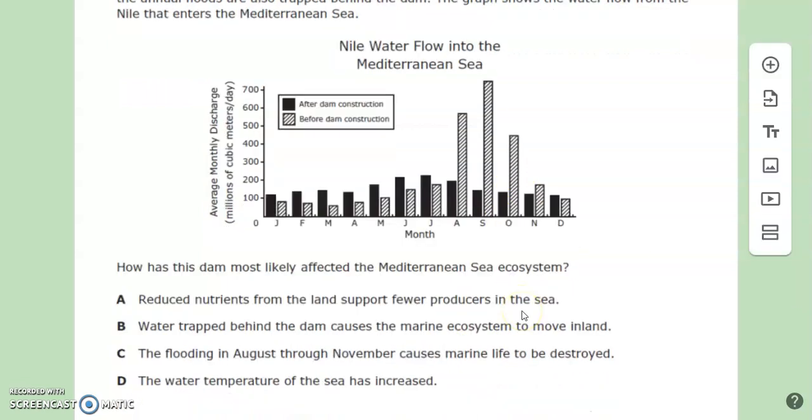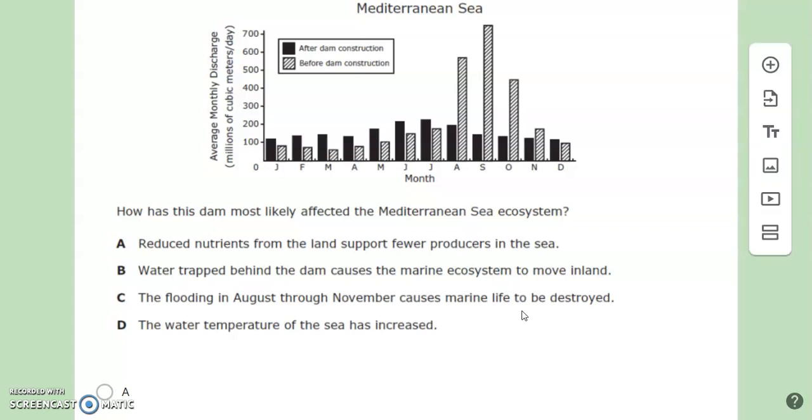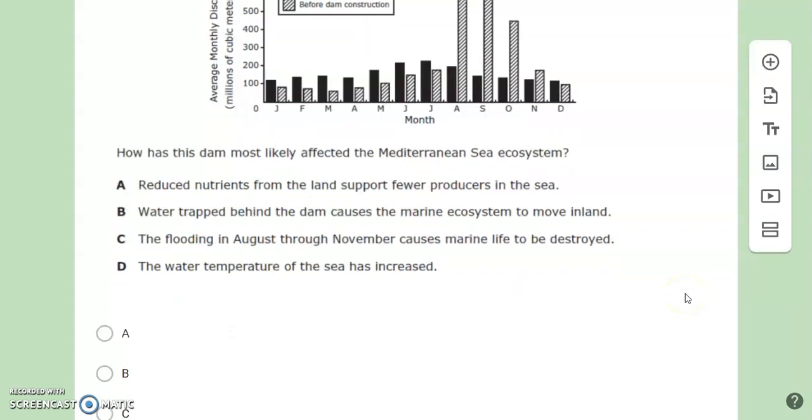So what effect has this most likely had on the Mediterranean Sea? Remember, less water carrying nutrients from the soil and the sediment from the land is making it into the sea. So which answer choice, A, B, C, or D, would most likely happen as a result of that? Keep in mind that water plants do use nutrients that are in or on the land.